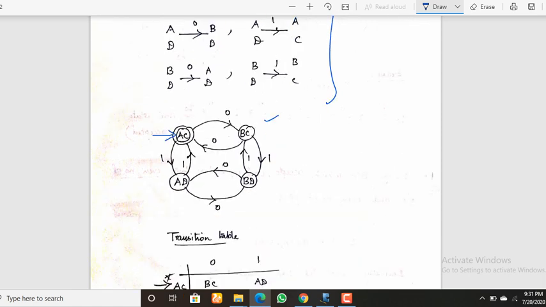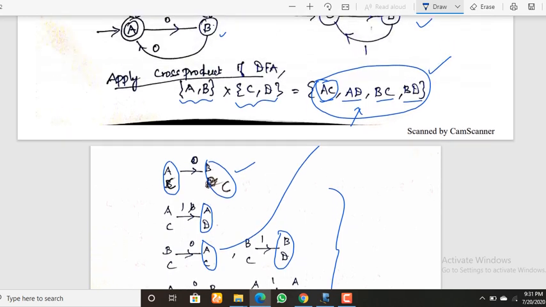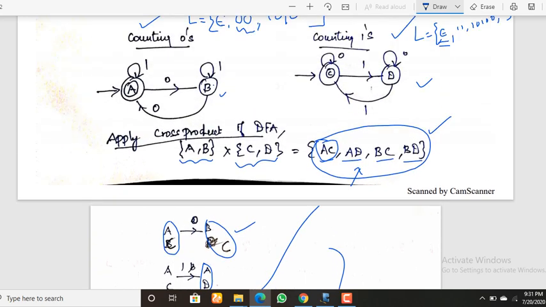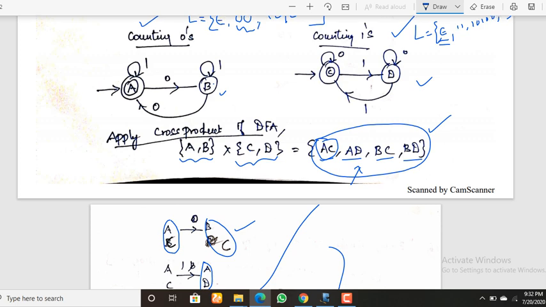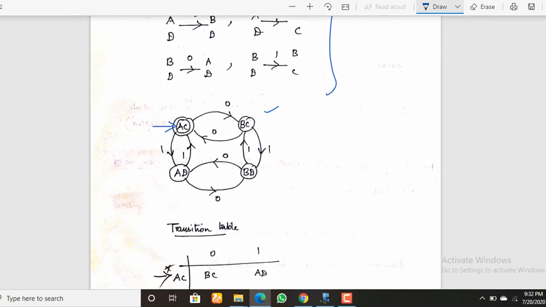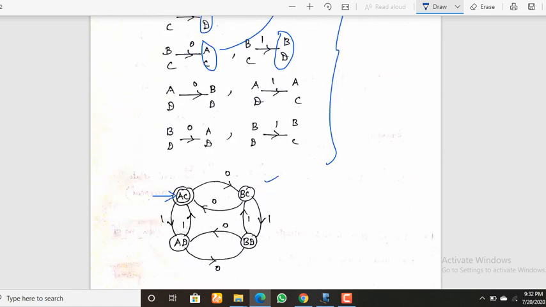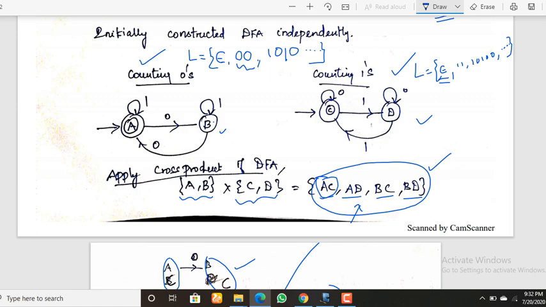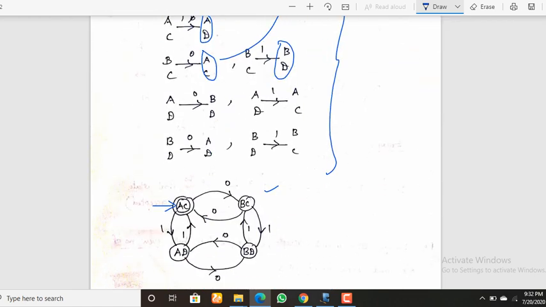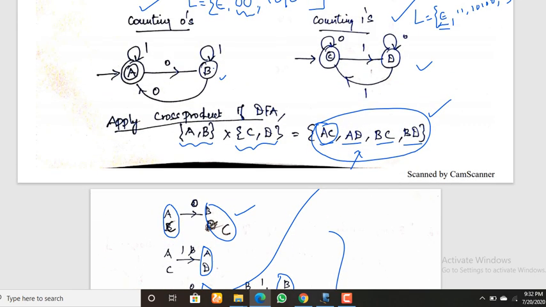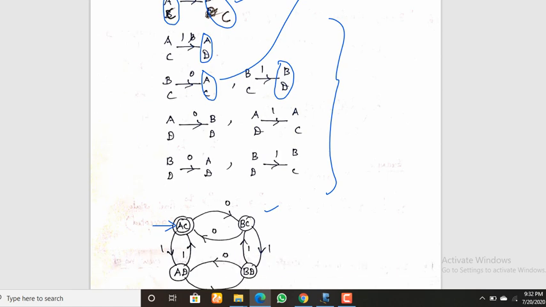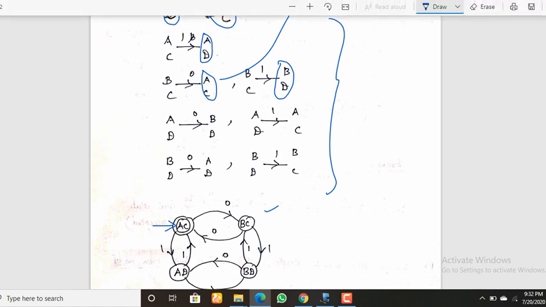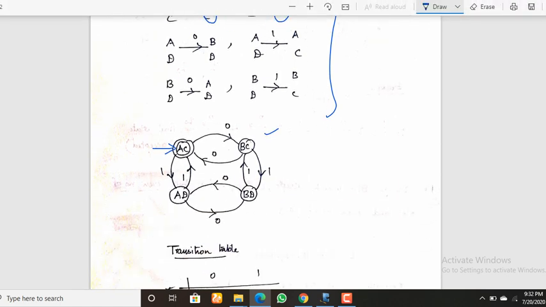So A on receiving 1 moves to A only. Then C on receiving 1 moves to D. So AD. Okay. Then B on receiving 1 moves to B. Then C on receiving 1 moves to D. Then BD. Okay. So everything has worked perfectly. This is the answer for this diagram.